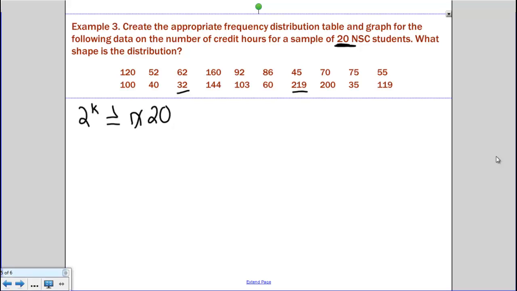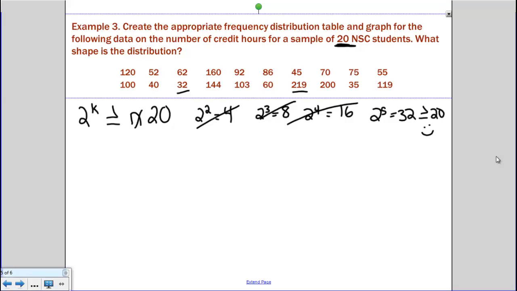2 to the 1 power is just 2. So if I go, okay, 2 squared is equal to 4. Well, that is not greater than or equal to 20. 2 cubed is equal to 8. That's not greater than or equal to 20. 2 to the 4th power is 16. That's not greater than or equal to 20. 2 to the 5th power is equal to 32. And that is greater than or equal to 20. So I am going to say that k is equal to 5. This guy right here, our k.